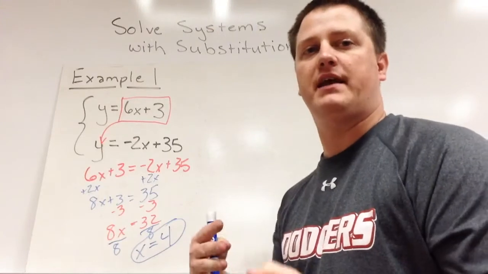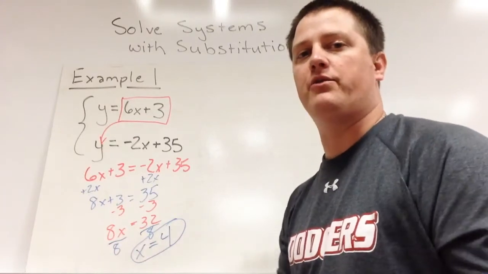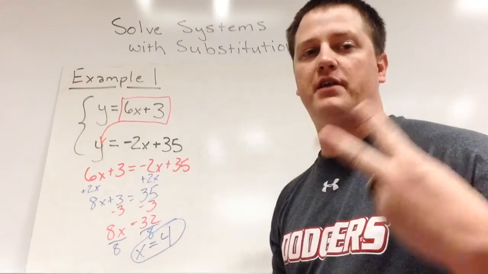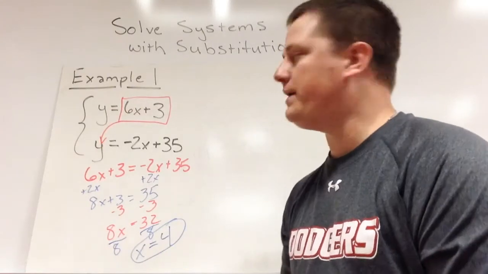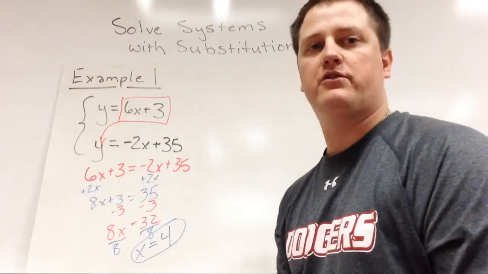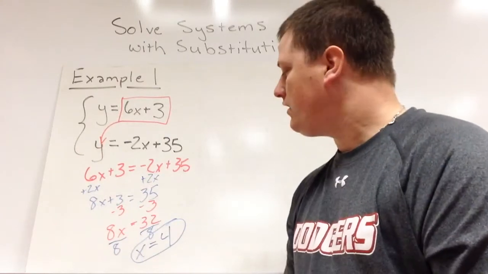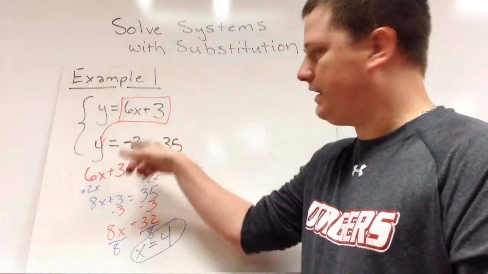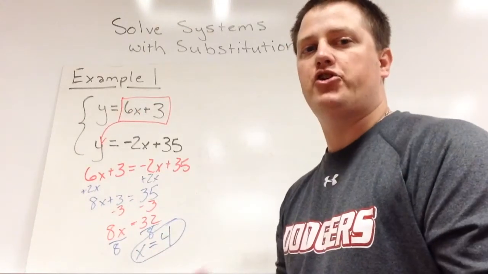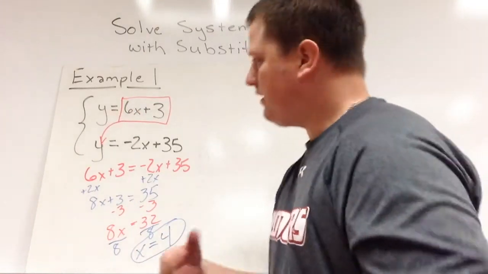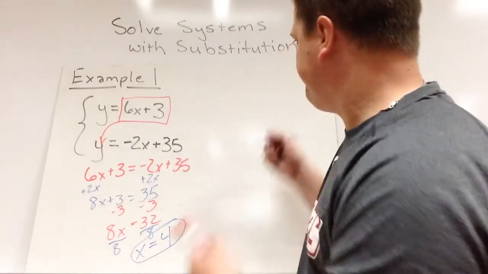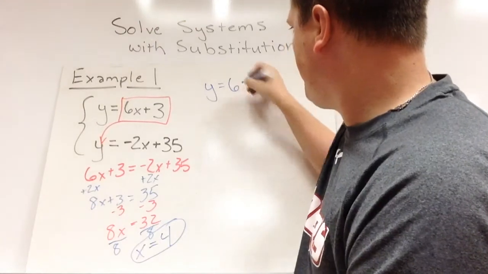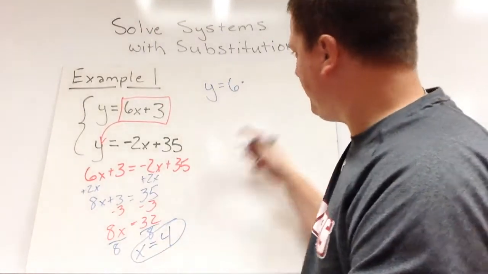Now a lot of people, once they get to x equals or y equals, they think they're done. But because it's a system, that means that there's at least two answers because there are two equations. Two equations, two answers, three equations, three answers. So we need to figure out our y value. So we're going to take our x and put it into one of the equations. Shouldn't matter which one we use. So I'm going to use the top. Instead of x, I'm going to put 4 in.